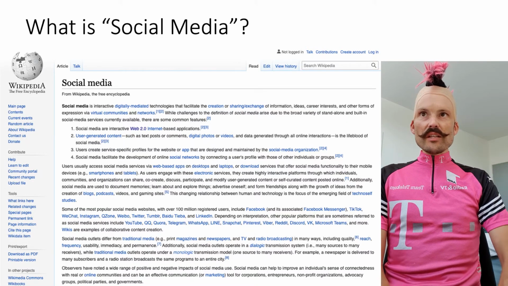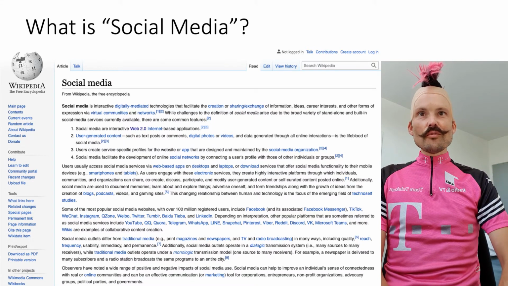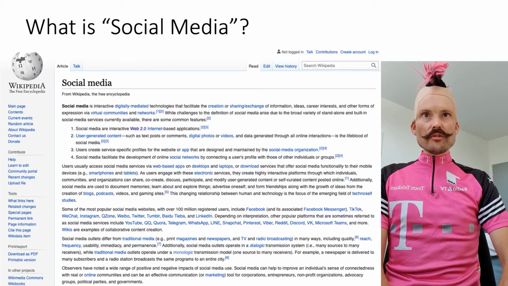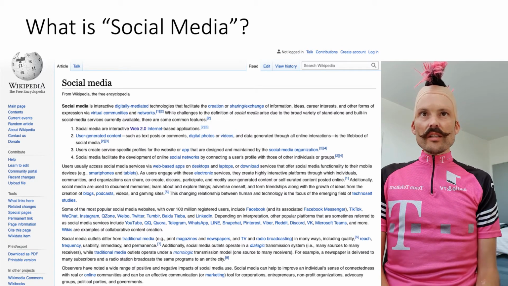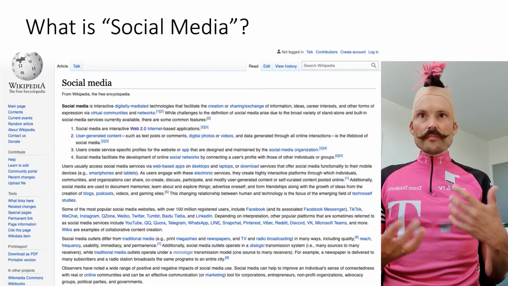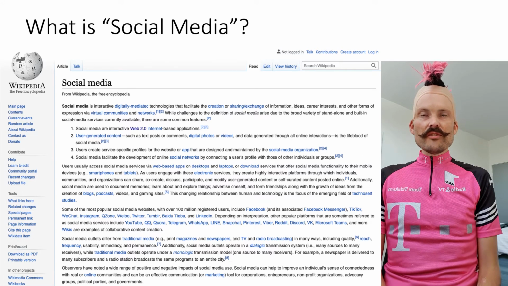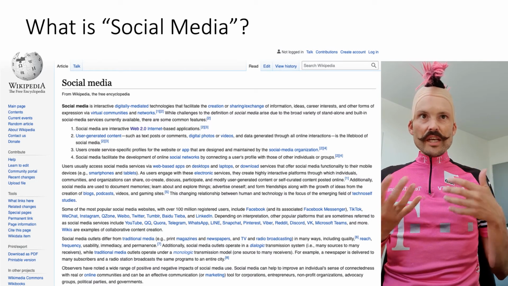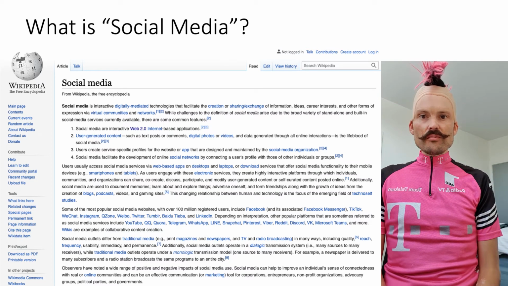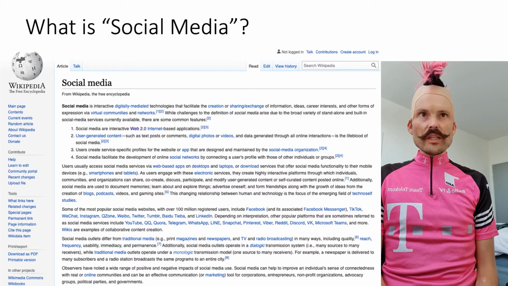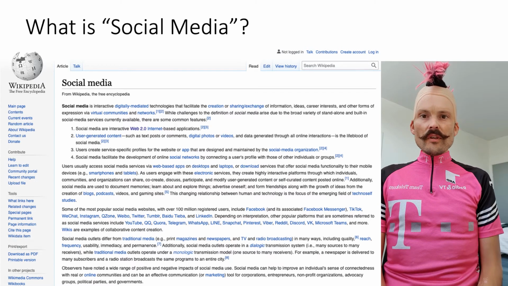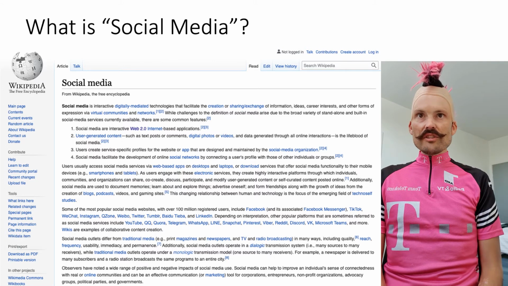So the Wikipedia page for social media is actually quite informative. And I like the way that the page has been edited to say that social media is a way to use digitally mediated technologies to facilitate creation, sharing and exchange of information and ideas, which is really at the core of what social media is. So for you to call it social media, it has to be related to creating content and sharing and exchanging of that content.